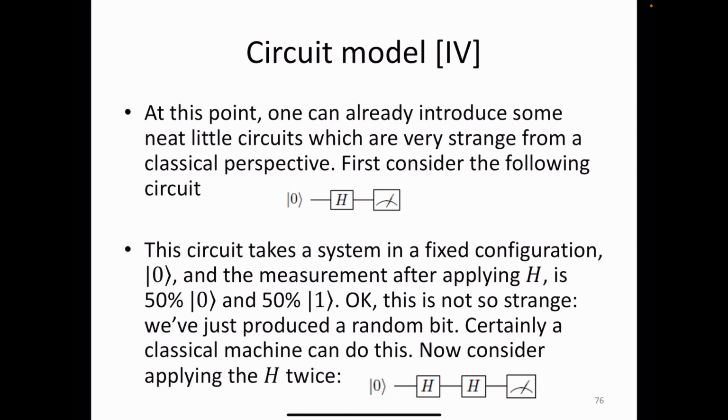So based on that, we can already create some very nice little circuits that are very different from classical circuits. Which is that one that we already talked about. So we have double application of H. We will see later on when it makes sense to do that, so to apply a transformation twice.